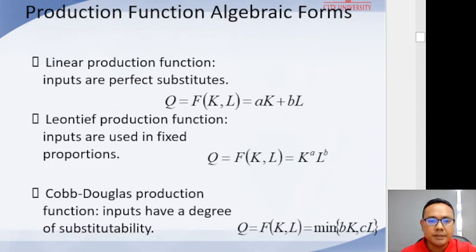For instance, suppose it takes workers at a plant 4 hours to produce what a machine can make in 1 hour. In this case, the production function is linear with A equal to 4 and B equal to 1. So we can write Q equals F(K, L) equals 4K plus 1L. This is the mathematical way of stating that capital is always 4 times as productive as labor.